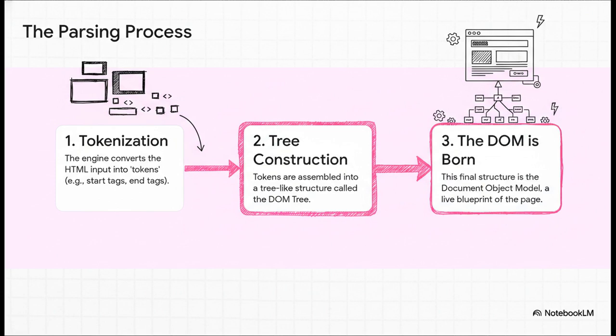And this structure has a very important name, the Document Object Model, or the DOM. The DOM is basically the live, interactive blueprint of the web page. It's the thing that JavaScript can then grab onto to make the page do cool stuff.